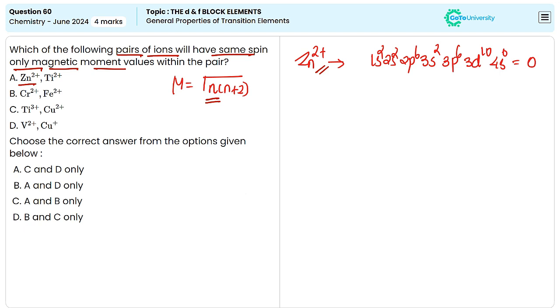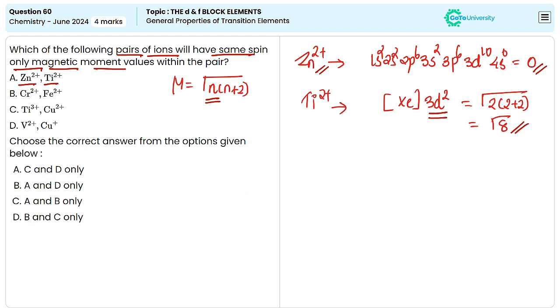The second ion in the same pair is Ti2+ ion, or titanium 2+ ion. Titanium has the electronic configuration 3d2 4s2, and when it forms the Ti2+ ion, the electronic configuration becomes 3d2. So two unpaired electrons are present, so the magnetic moment value will be equal to root of 8. So here both of them have different values for magnetic moment.